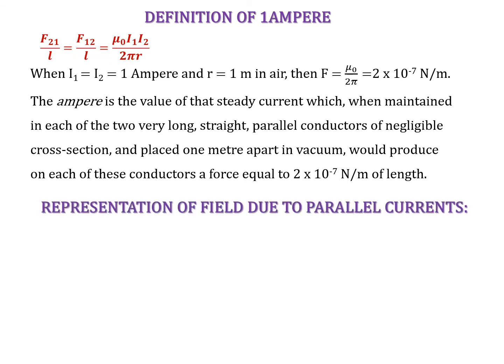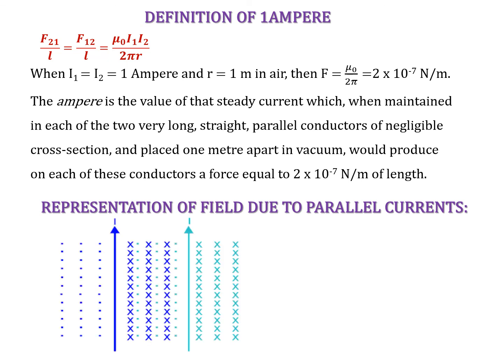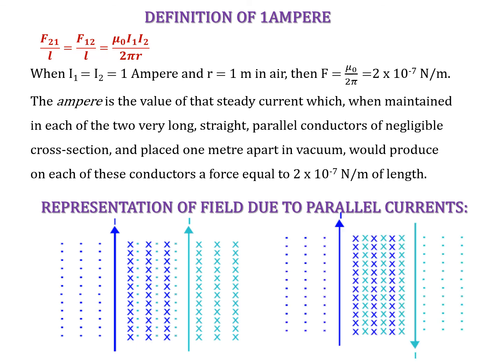Let us represent the field due to the parallel conductors. If we consider the current in two conductors to be in the same direction, using the right hand thumb rule, we will see that the magnetic field lines between the conductors will be directed opposite to each other. Whereas if the currents are in the opposite direction, then between the two conductors the fields are in the same direction. Hence, opposite currents repel each other, and currents in the same direction attract each other.